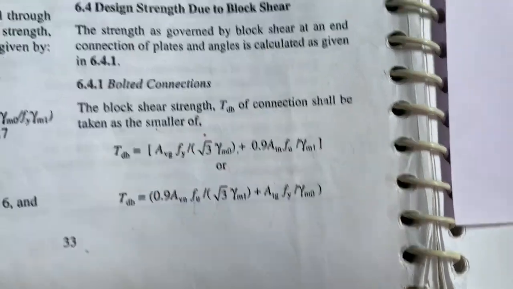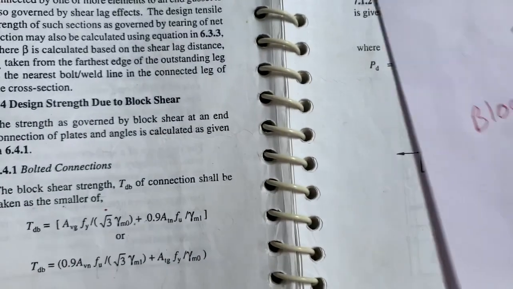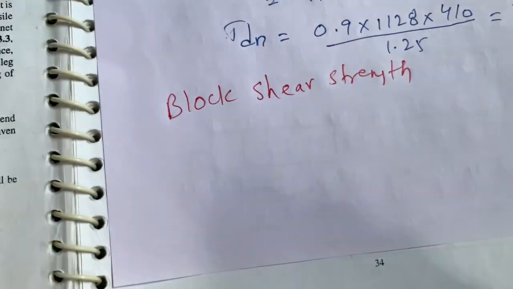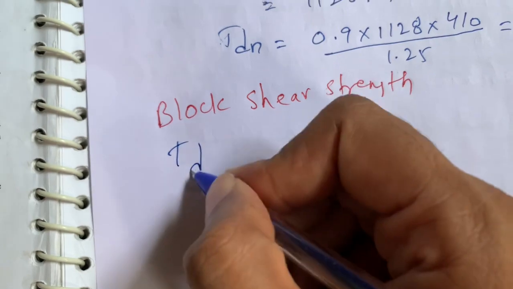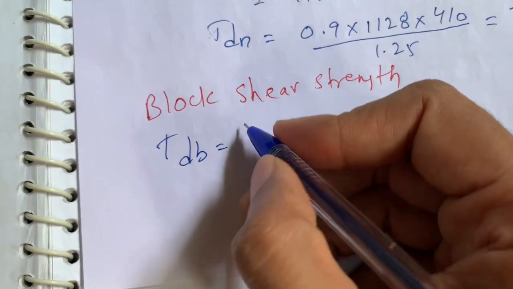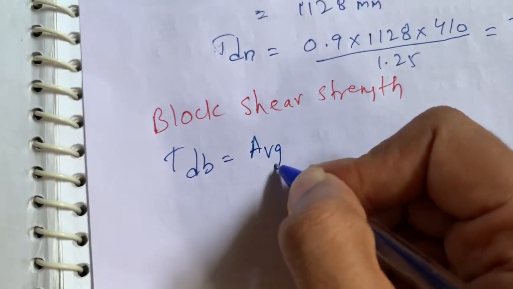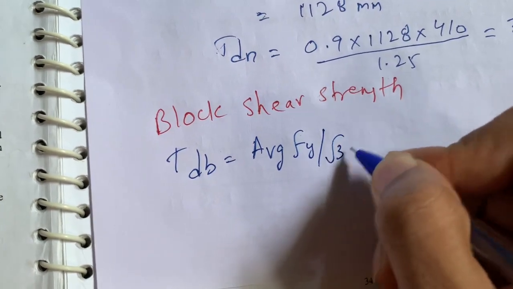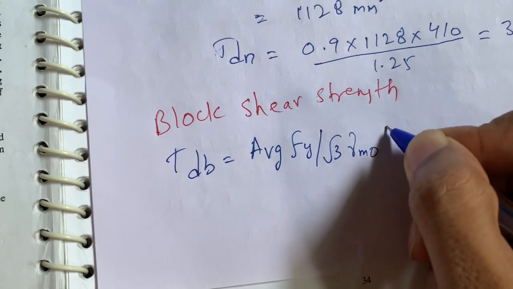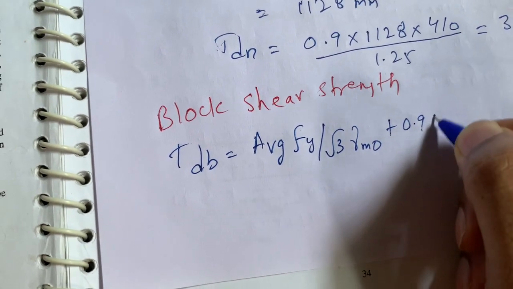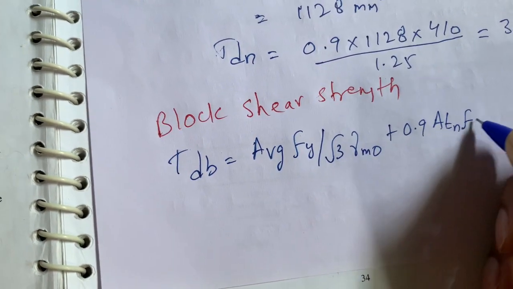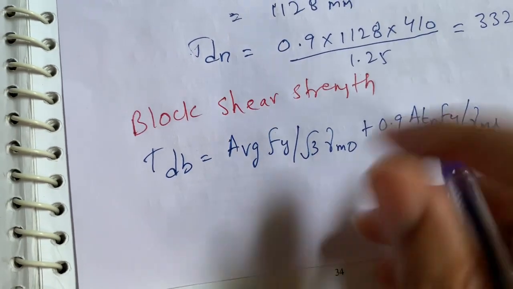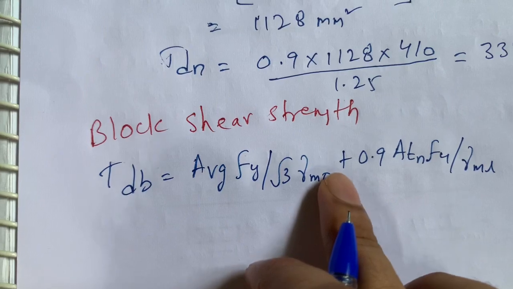Okay, for this I am writing the same formula here. First one is Tdb, that is Avg Fy by root 3 gamma m0 plus 0.9 Atn Fu by gamma m1. This is our first formula. There are two formulas. First I am going to calculate this one.